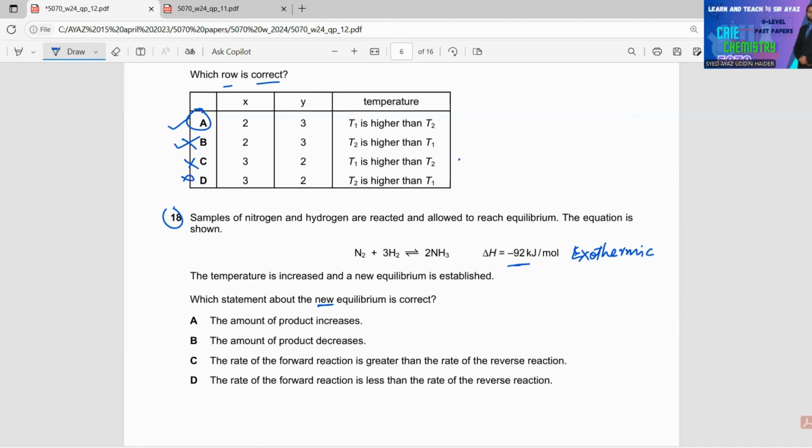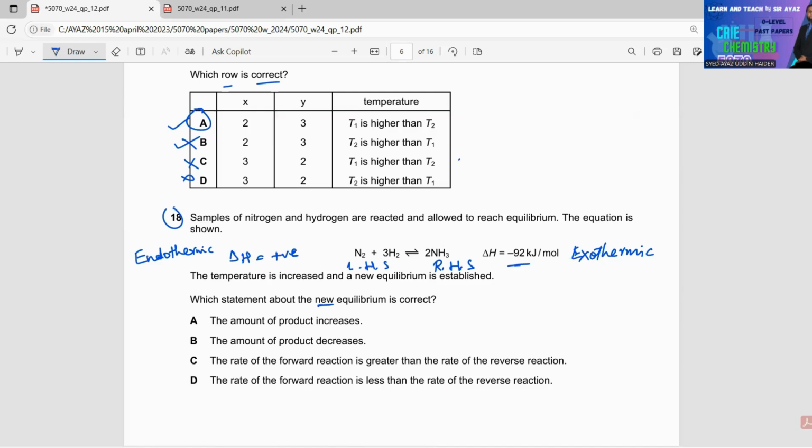Now, if you raise the temperature for this equilibrium, it will move to the endothermic side. So the backward direction must be endothermic. If the forward is exothermic, backward must be endothermic. So equilibrium will definitely shift to the left-hand side. This is left-hand side. This one is right-hand side.